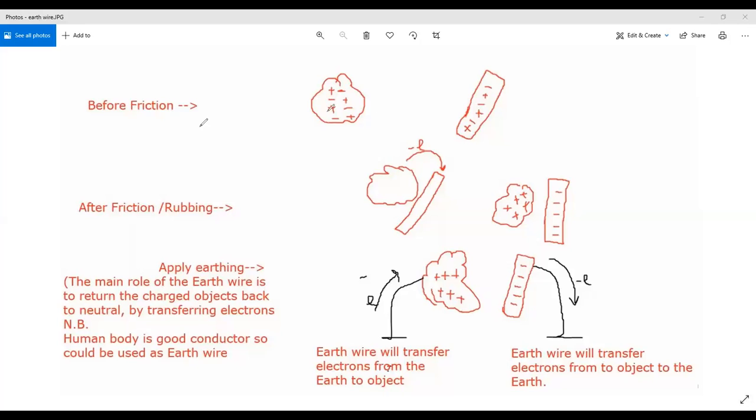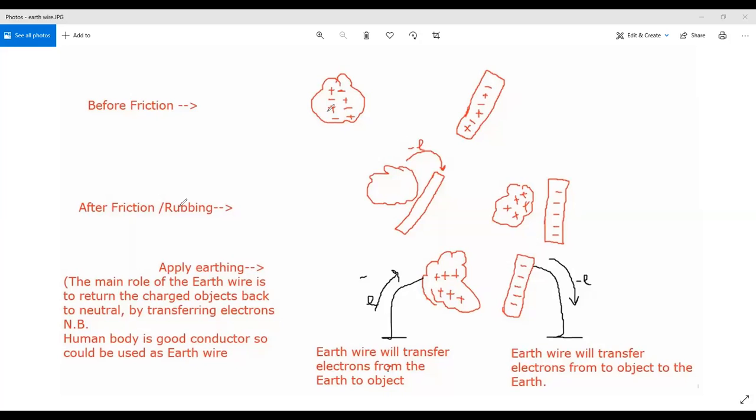You already know, before friction, we had the two insulators. They will be having neutral charges. Why will the charge be neutral? Because the positive will be equal to the negative inside the piece of cloth. And here, for example, this is the plastic. As you can see, it started neutral, positive equal to negative.